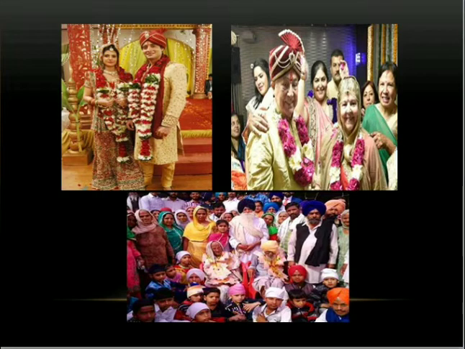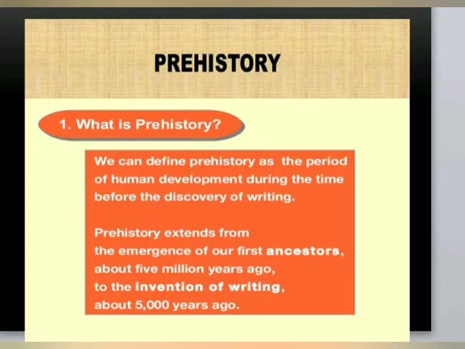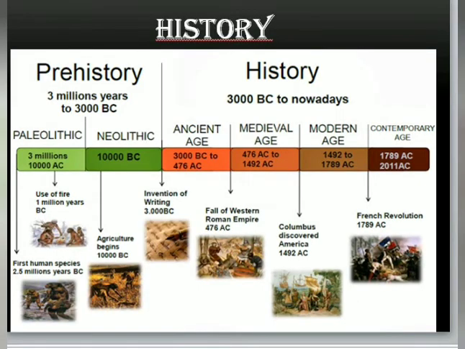So far? Great. Let's see what is prehistory. Prehistory is the period before writing was invented. It is a period when human beings did not know how to read or write. There were no written records for this period. Prehistory extends from the emergence of our first ancestors about 5 million years ago to the invention of writing about 5,000 years ago.